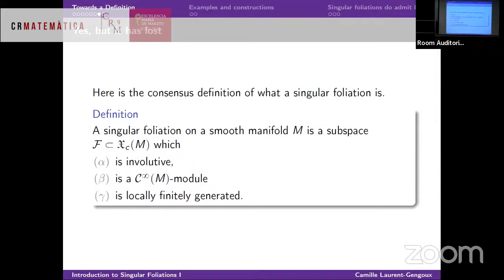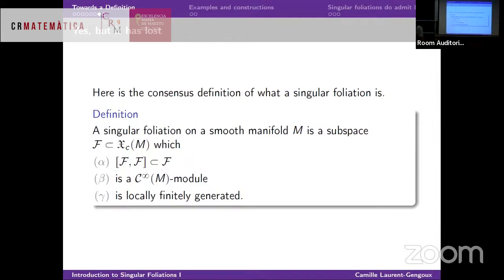And okay, what is it? I go slowly: alpha, beta, gamma. So you take a subspace of compactly supported vector fields. In Poisson geometry we don't like compactly supported, not our best one, but okay, compactly supported vector fields. A subspace, I call it F. And I want three conditions, alpha, beta, and gamma. I want it involutive. I want this to be a symmetry module. I want this to be locally finitely generated. So involutive, it means what? I have a Lie bracket here. I want the bracket of F with F to be inside F.